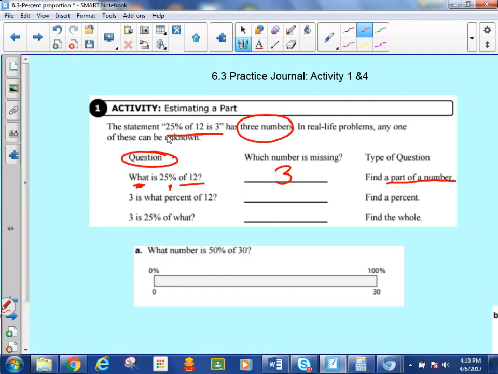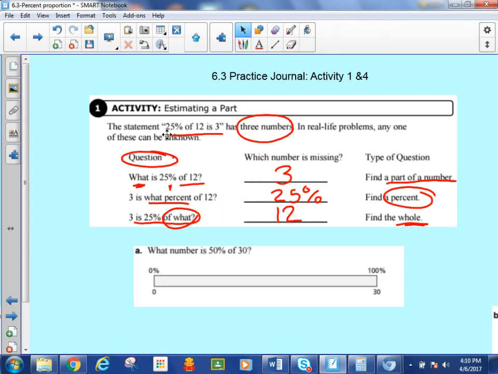And then it says, for our next one, 3 is what percent of 12? So it's finding the percent. The number that is missing is 25%. 3 is 25% of what? That "of" tells me it's the whole, so that was 12. Okay, so that's pretty simple enough to how to fill that out.